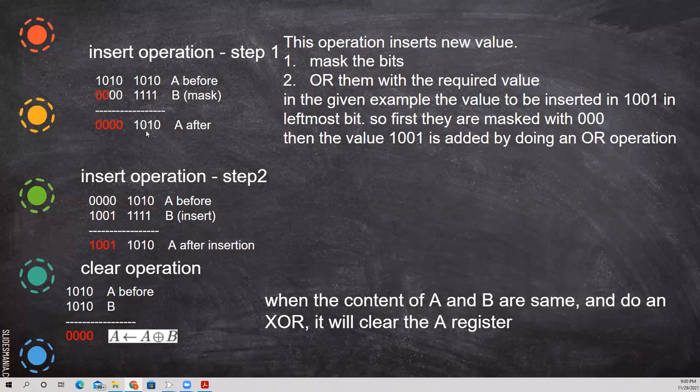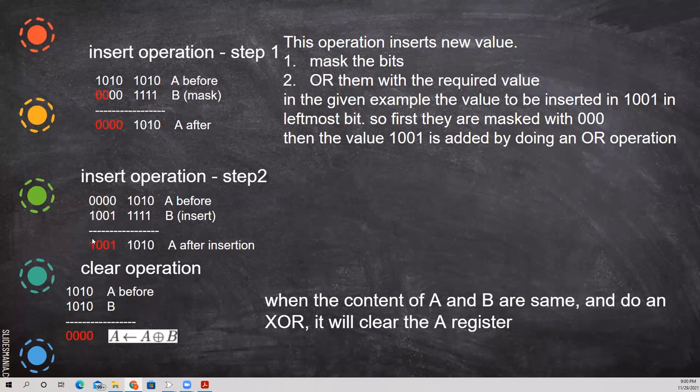Now, the first step is to mask the bits. Whichever bits we want to change or insert a value into, we mask those bits. Then the second step is to insert the value. How will you insert? You insert this, because the leftmost bits we want set. So insert the bits with this mask, 1001 1111. Now you do the OR operation. Again, because you are masking, you will have the same data here.